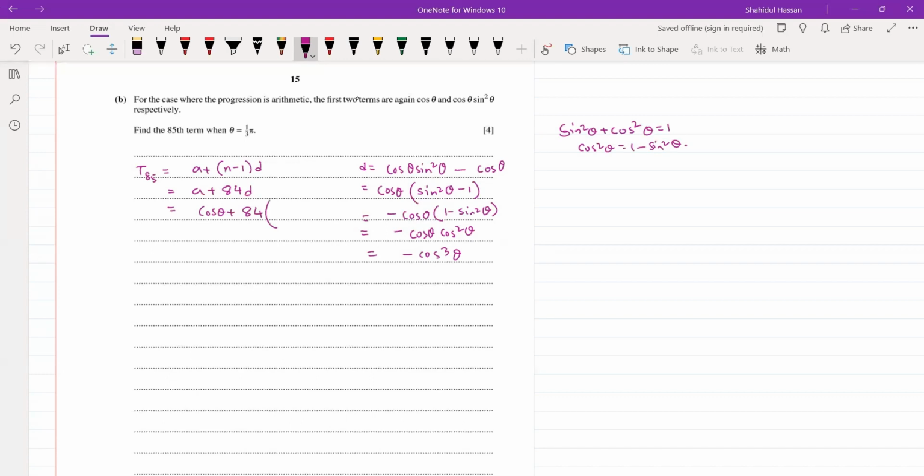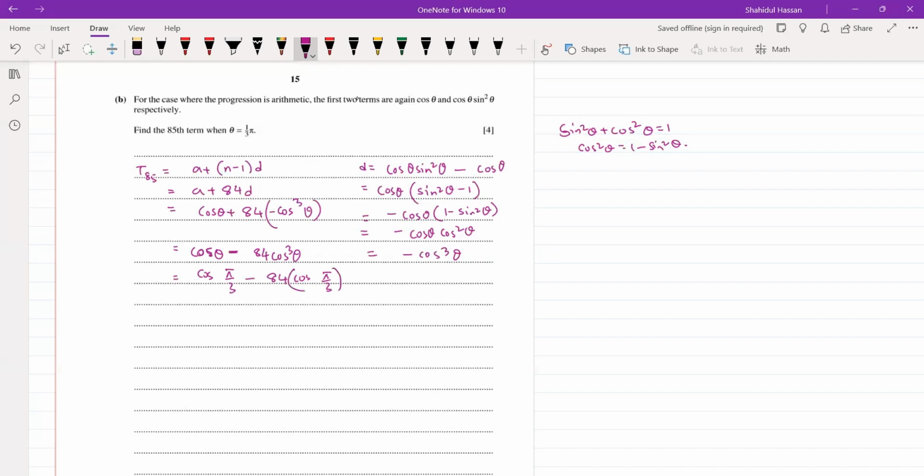So let's put it here, multiplied by minus cos theta cubed. So cos theta minus 84 cos cubed theta. The question says theta is equal to pi by 3. So this will be cos pi by 3 minus 84 cosine pi by 3.